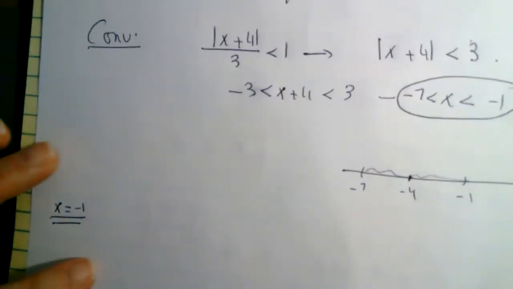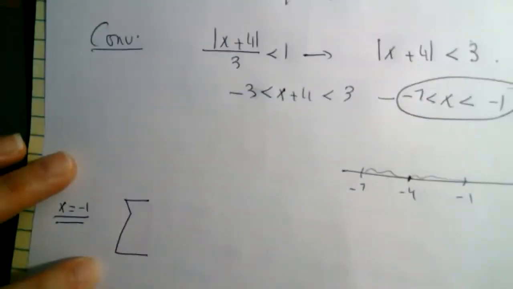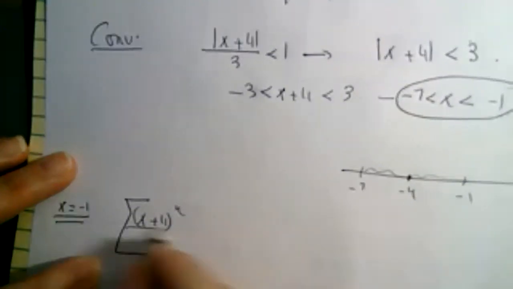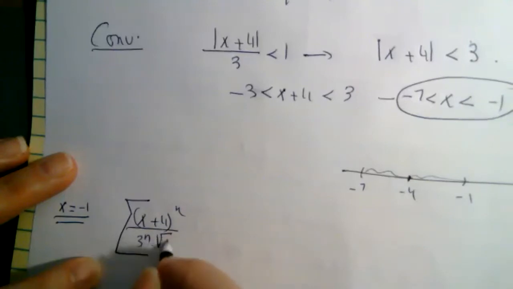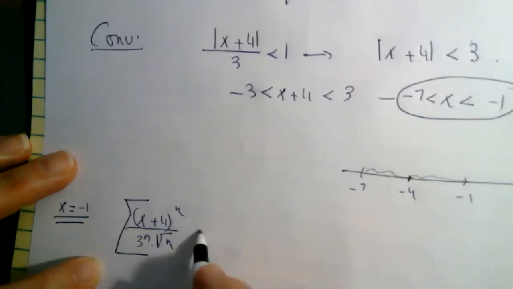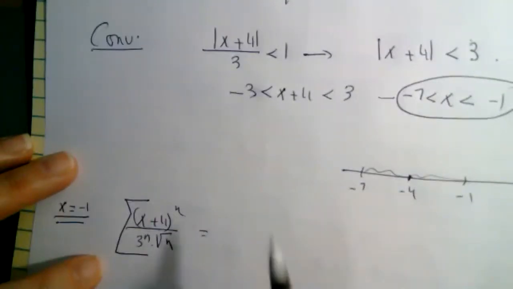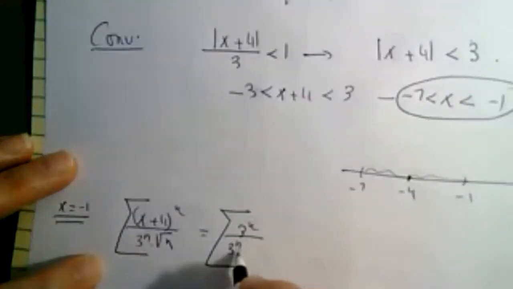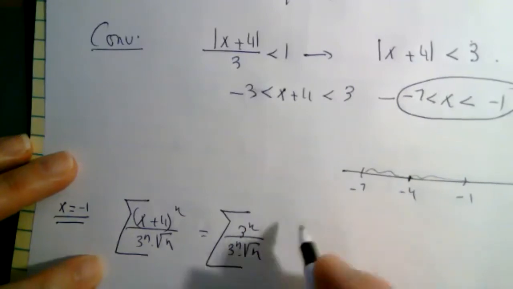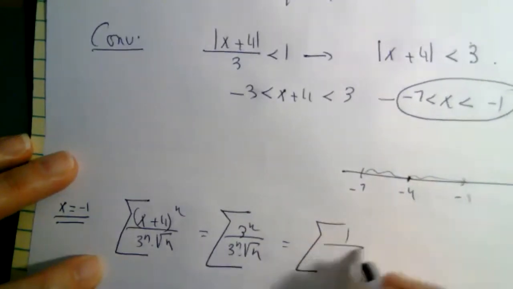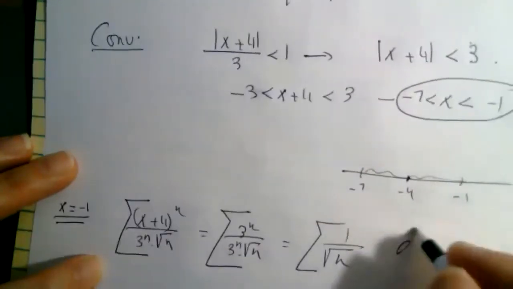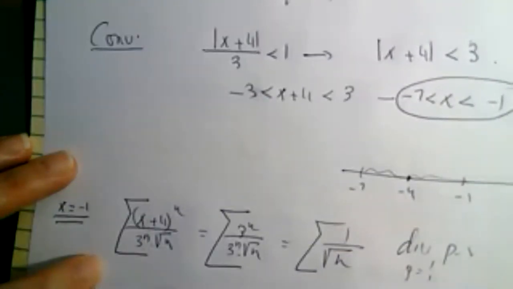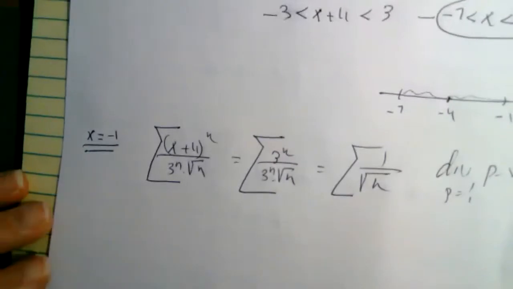At x equal -1, I have to plug the -1 into the expression of my series, and we have to simplify. So it's the sum that I'm looking at, not only the term. If I plug in -1, I get 3 to the n over that, which is going to give me the sum of 1 over root n. And this one diverges because it's a p-series, p equal 1/2. So that was the easy one.